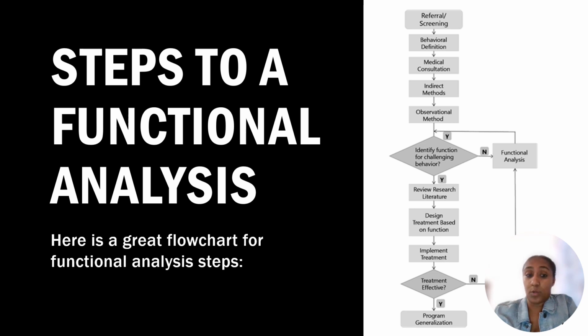Here we have a great flow chart as an example of how to complete a functional analysis. Some of the examples here include referrals, which is very important when you first start with a client, operationally defining the behavior, and having a medical consultation to ensure the behavior is not being motivated by any medical need. We have observational methods. And I wanted to point out down here, even when the steps are completed, we have to ensure the treatment is effective. If it is not, we go from the beginning and restart.